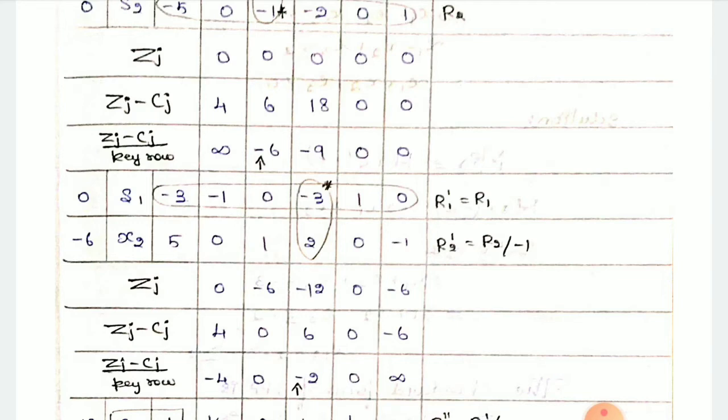So Zj minus Cj's are 0 minus of minus 4, so we get 4. Minus 6 minus of minus 6 is 0. Minus 12 minus of minus 18 is positive, so 6. 0 minus 0 is 0. Sorry, that is not minus 6, because minus 6 into minus 1 is positive. So minus 6 into minus 1 is plus 6. So here you have to change, this is plus 6. So 6 minus 0 value will be 6. So Zj minus Cj values will be positive.